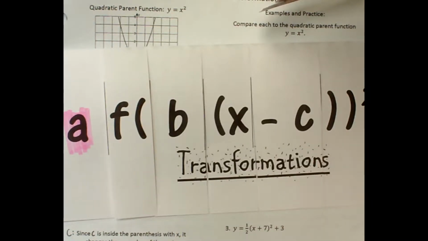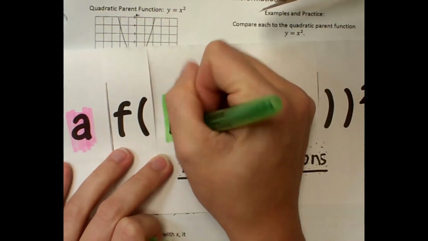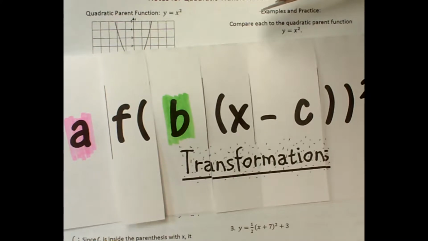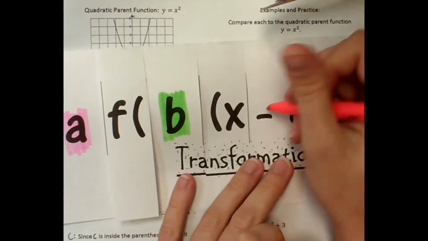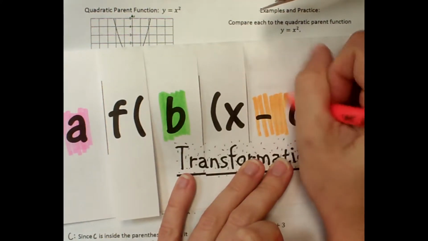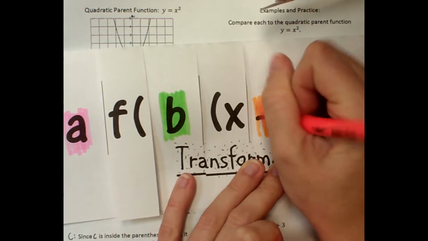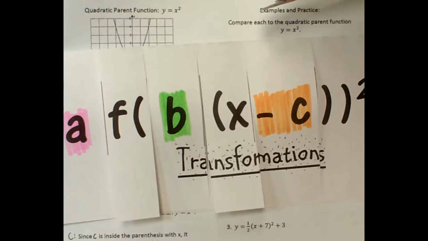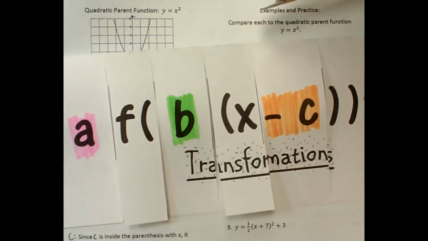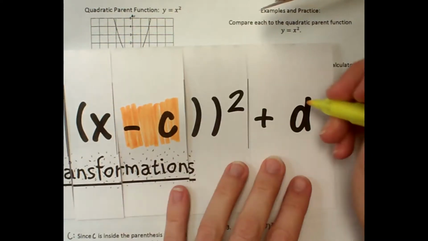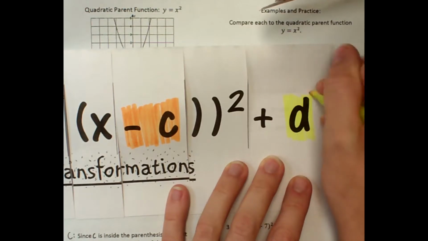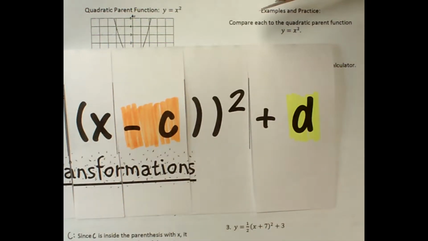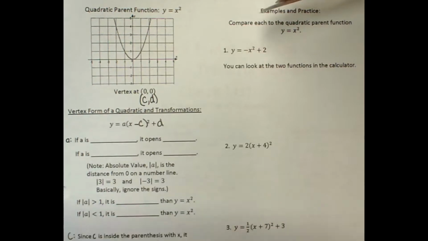A is pink. We'll make B green. C is going to be orange. And what you need to remember about C is that it's the opposite of C. Because it's negative C, so it's going to be the opposite of C. And then we have our D at the end. Mine's going to be yellow. So as we read through our notes, we need to keep this close by so we can reference it.